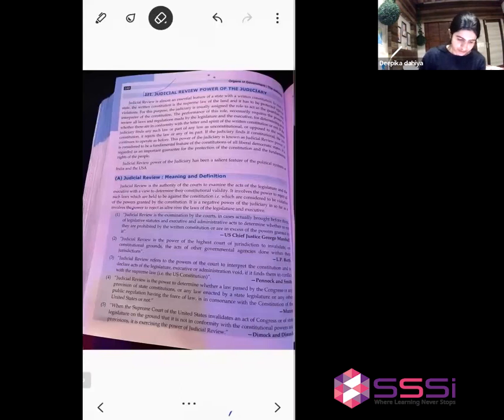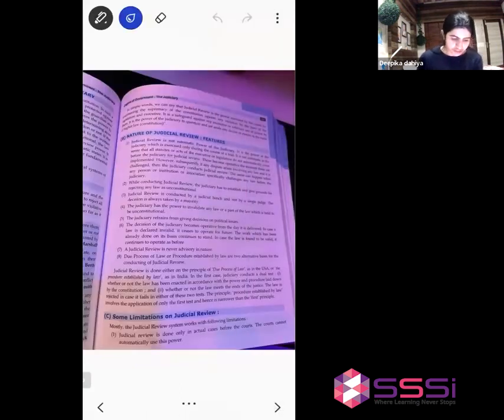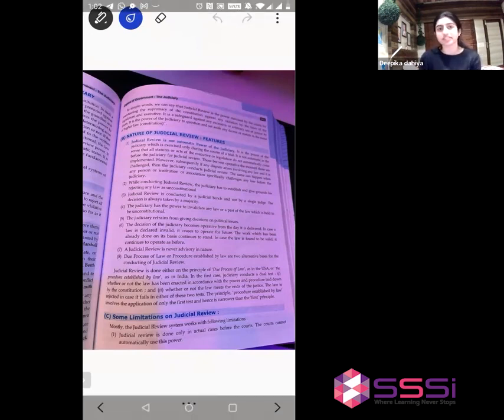So that is the judicial review. Now, nature of judicial review. What are the features of judicial review? Very important question. Write down a question. This can be a 6-marker question. What are the features of judicial review? You'll have to write in pointers. If the question is in 6 marks, you'll have to write 6 pointers.